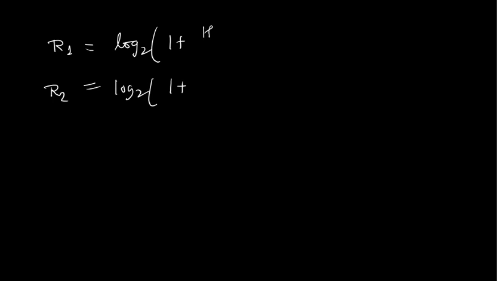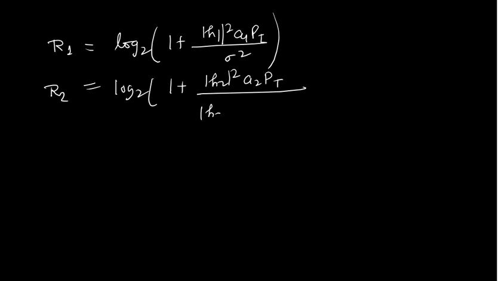So we can write that in NOMA scheme the rate of user 1 is log 2 1 plus mod of H1 square A1 PT divided by sigma square, whereas the achievable rate of user 2 is as above. This noise at user 1 and user 2 can be different, but in our case we are assuming that they are identical.